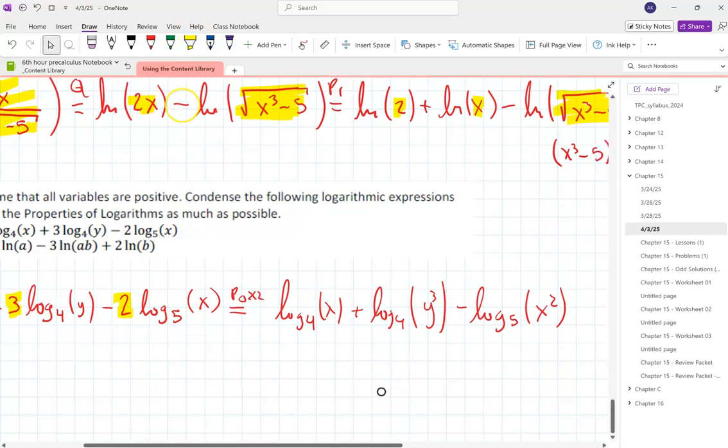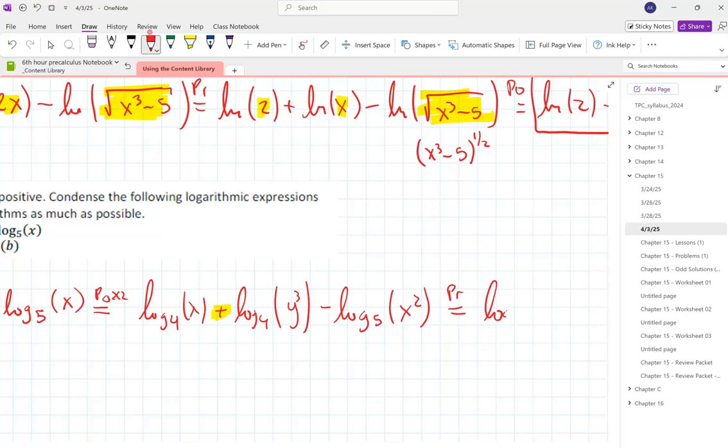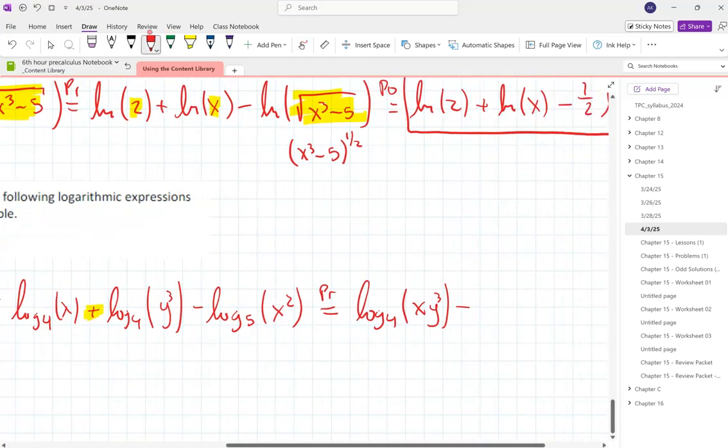Next, we're going to look for product property. For a product property, I'm looking for addition outside the logarithm. I see that. So I can use a product property on those first two logs and rewrite that as multiplication inside the logarithm.